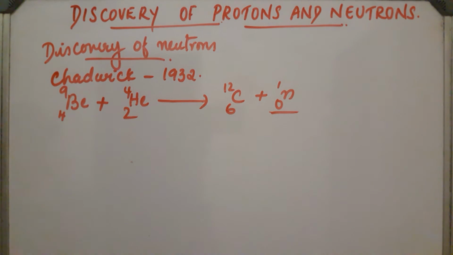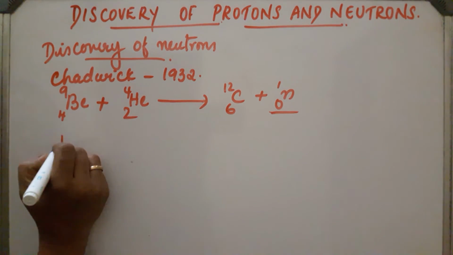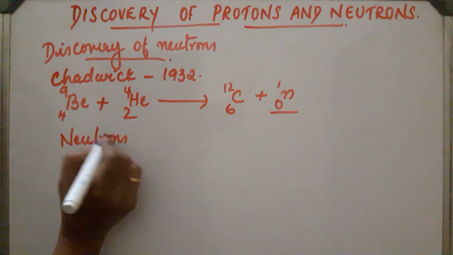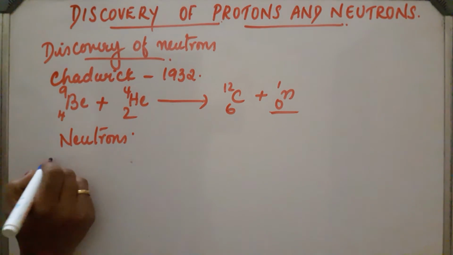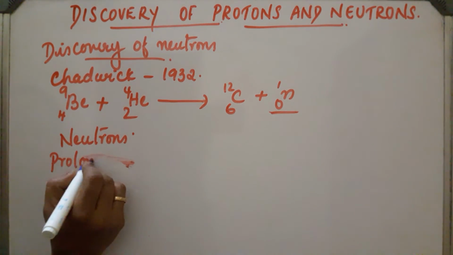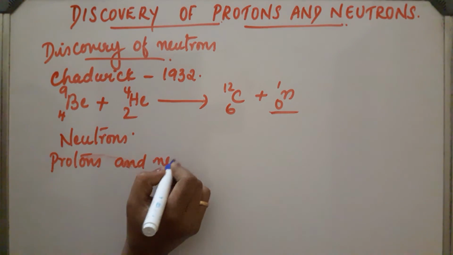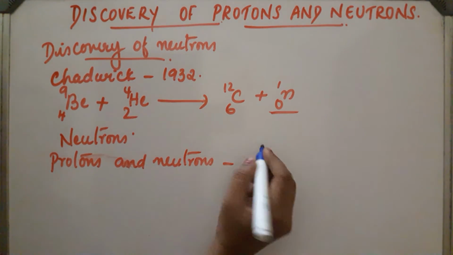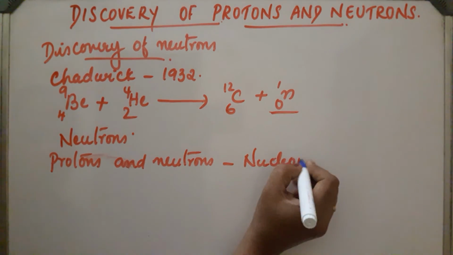Electrically neutral particles having a mass slightly greater than that of protons were emitted, and those particles are called neutrons. Their charge is neutral, but their mass is slightly greater than that of protons. Thus neutrons are discovered. Protons and neutrons are collectively called nucleons.